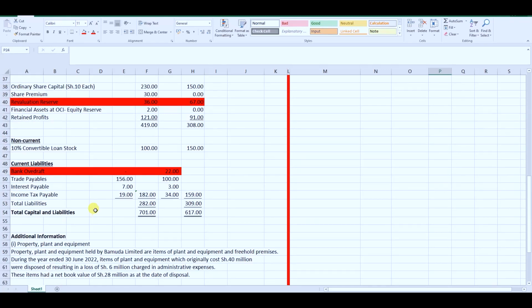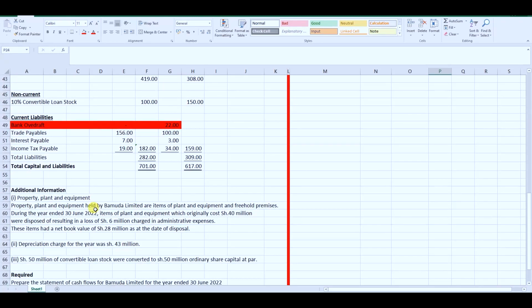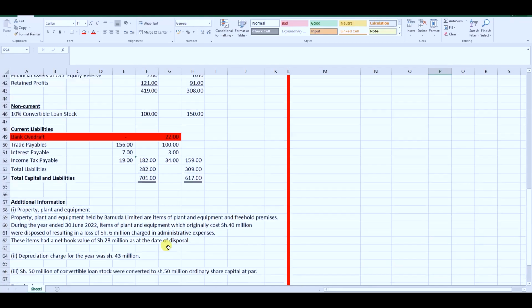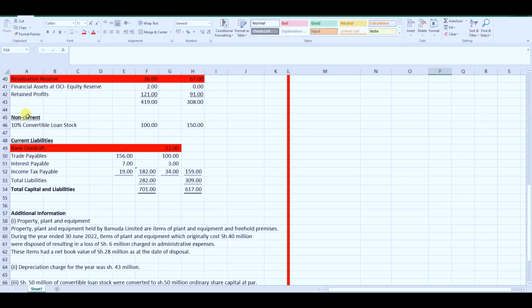We can just come and see note number 3. Shillings 50 million of convertible loan stock were converted to 50 million ordinary share capital at par. So that does not relate to that. Pardon me for that. This is the part over here that I'm talking about.